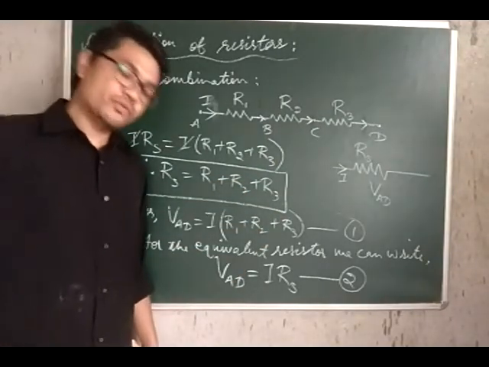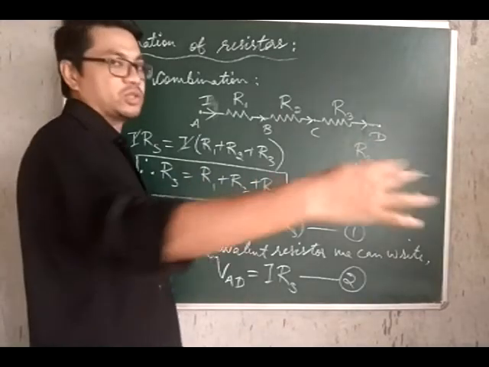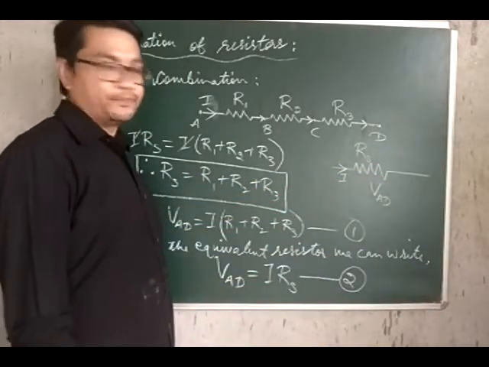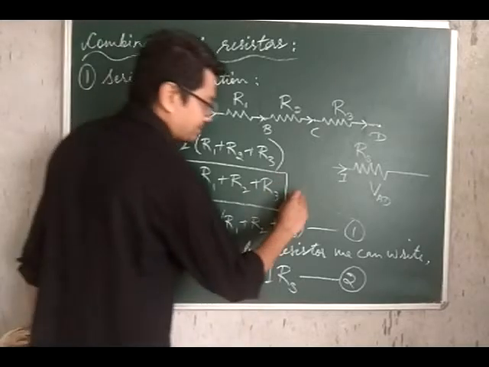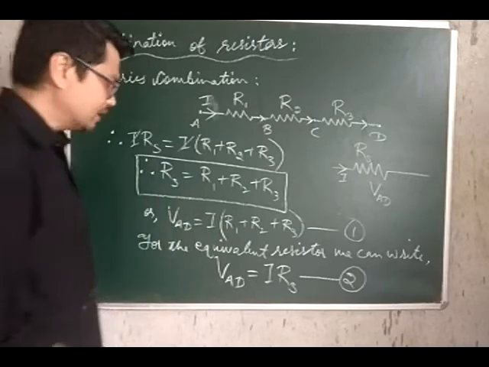If we have n number of resistors connected, then the equivalent resistance will be R1 plus R2 plus R3 plus dot dot dot plus Rn. Remember that. So we'll come to what other things we can conclude from here.